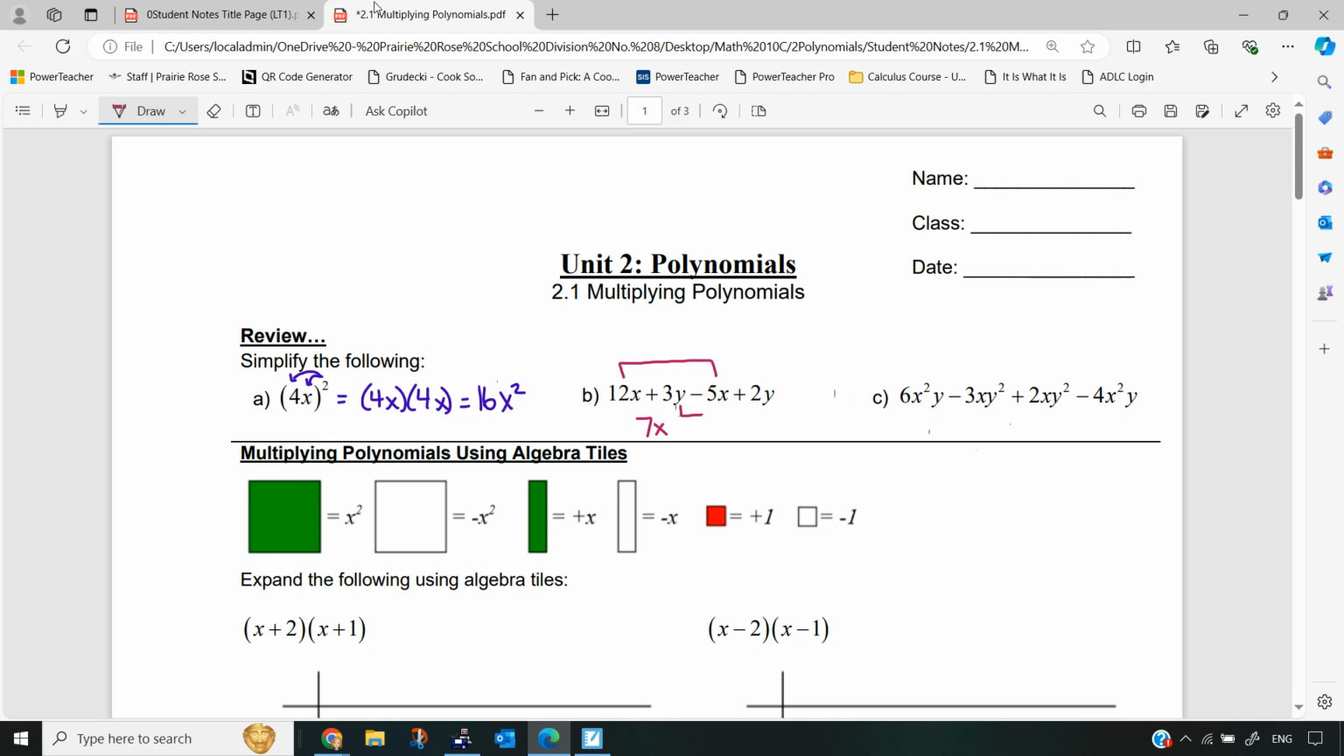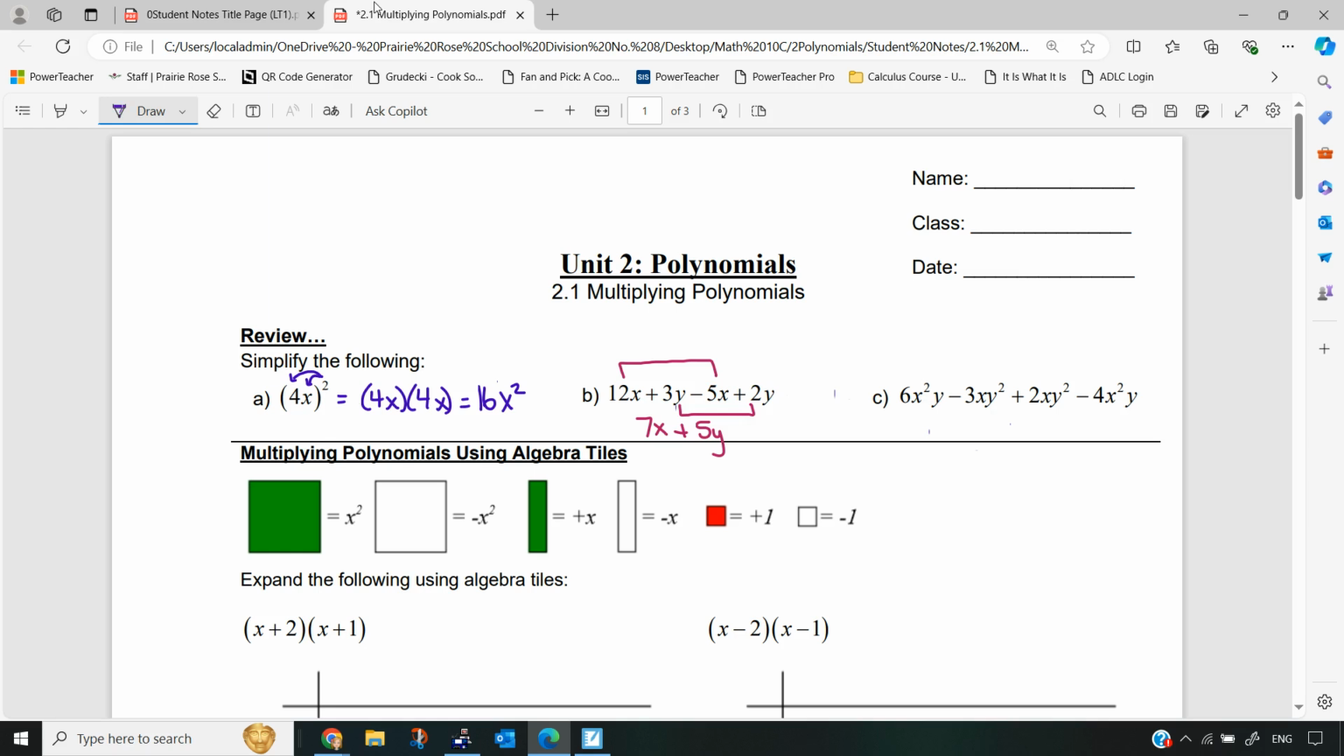Then I have 3y plus 2y. So a positive 3 plus 2 is a positive 5y. Again, I'm combining apples, 12x minus 5x, and then oranges, 3y plus 2y. And I end up with 7 apples and 5 oranges, or 7x plus 5y.